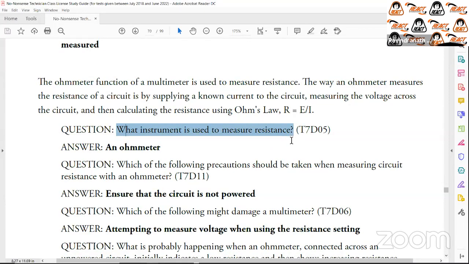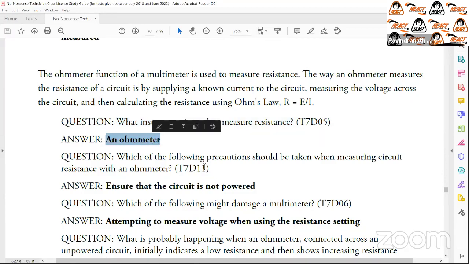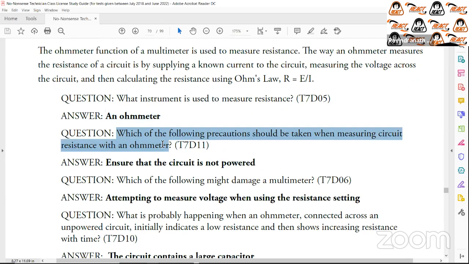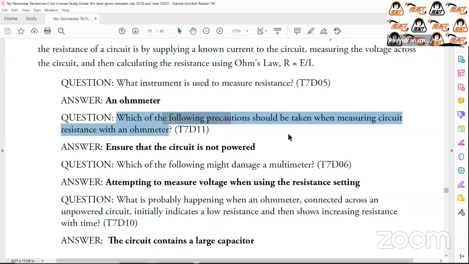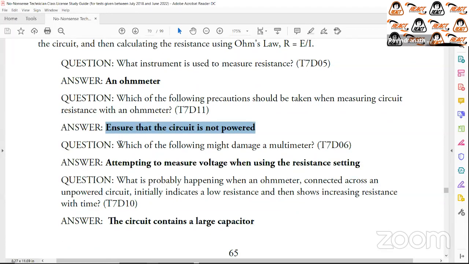What instrument is used to measure resistance? Remember, resistance is measured in ohms. So the instrument is called an ohmmeter. Which of the following precautions should be taken when measuring circuit resistance with an ohmmeter? Well, you don't want to damage it, right? So make sure that the circuit is not powered because you're measuring resistance. You're not measuring voltage or current. You're measuring resistance. So make sure it's powered off.